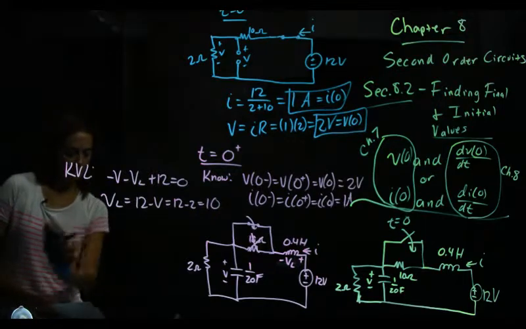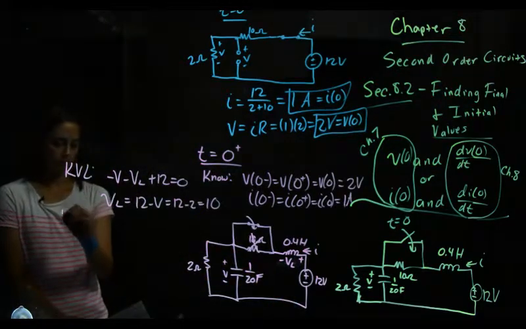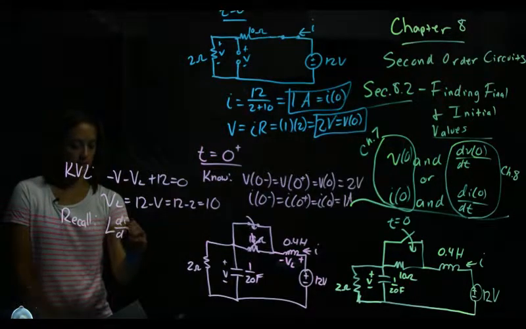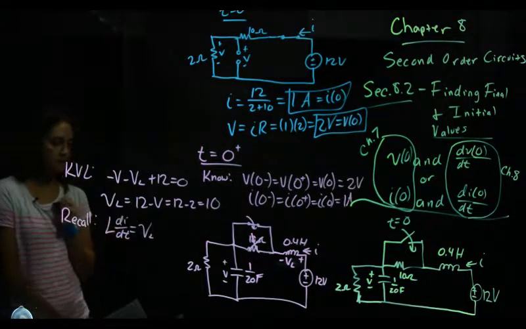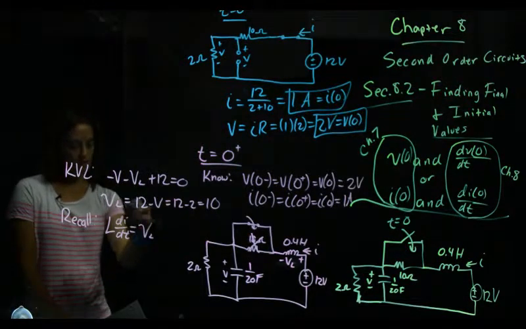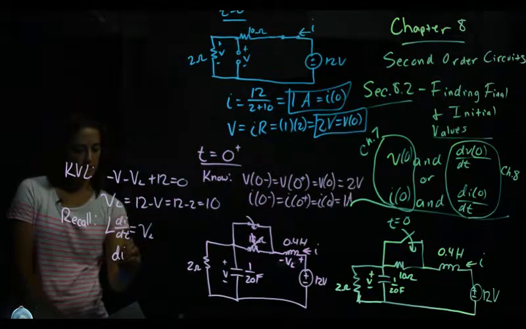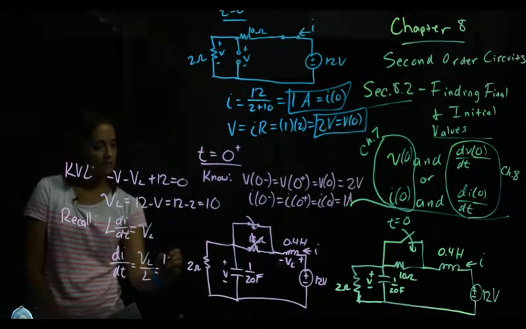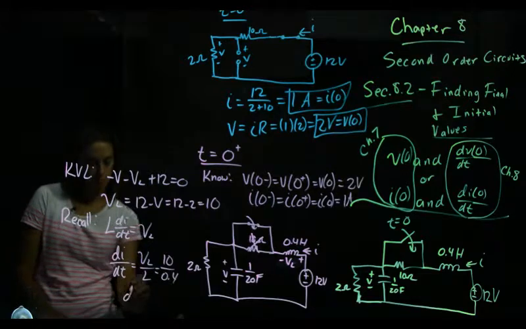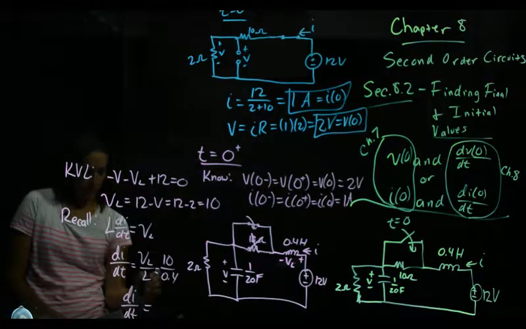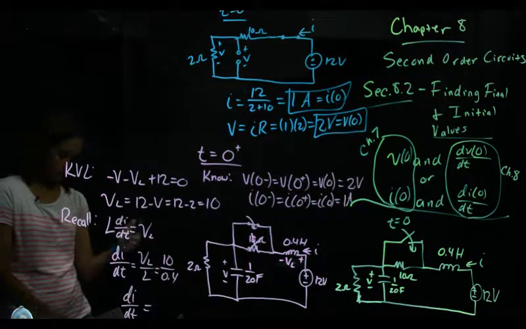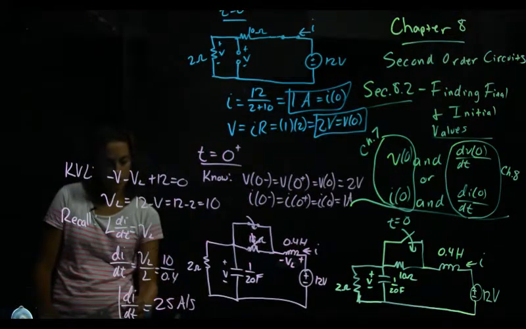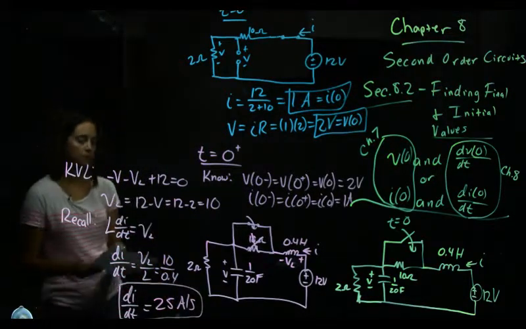And I know that the current through an inductor, let me write it a different way real quick. I know from chapter 6 that L di/dt equals the voltage across an inductor. So now I can plug in what I need here to get my di/dt. So my di/dt is VL over L, or 10 over 0.4. di/dt is, what do I have? It's 25, and it's amps per second. So there's one of my initial conditions that I was looking for.